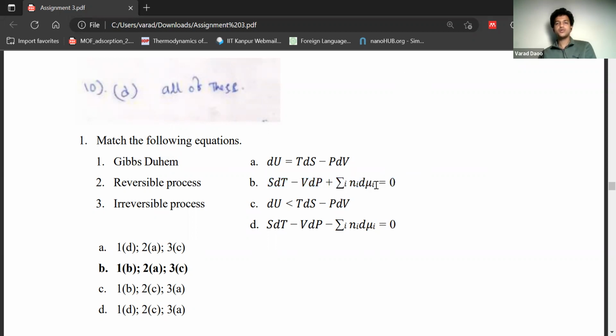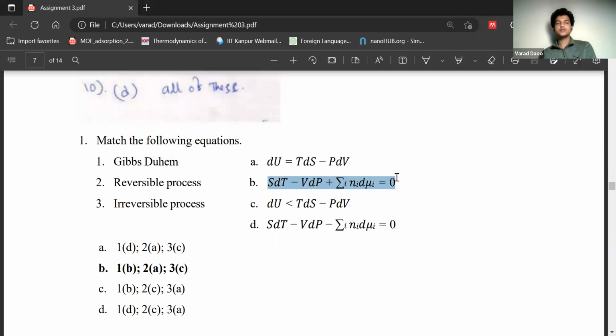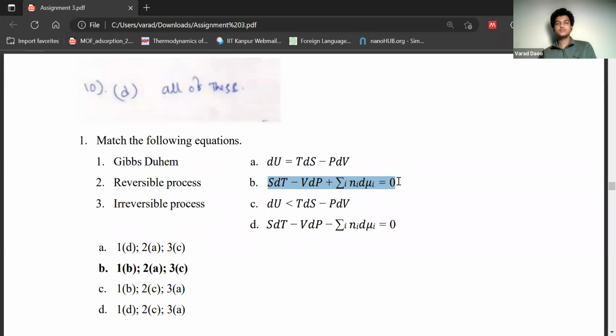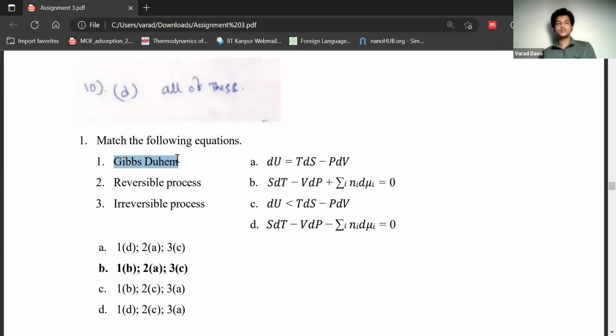And if you are wondering how you got it, you just have to go back to the textbook and see the derivation. It's fairly straightforward. The definition of the Gibbs-Duhem equation itself is this, right? And reversible process. Yes, this is going to be for the reversible process. The second law, first law, sorry.